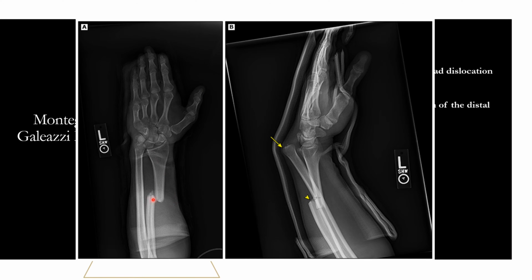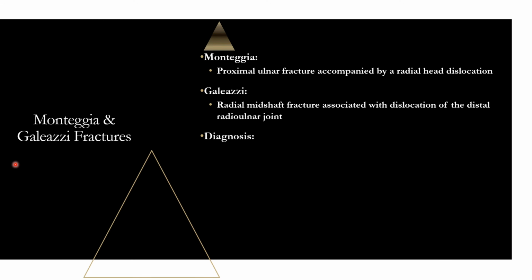So you can see the fracture of the mid shaft of the radius, and then you can see down here the distal radial ulnar joint, the ulna popped right off. So that's what a Galeazzi fracture looks like. Now, diagnosis is going to be just with x-rays, which is pretty straightforward.